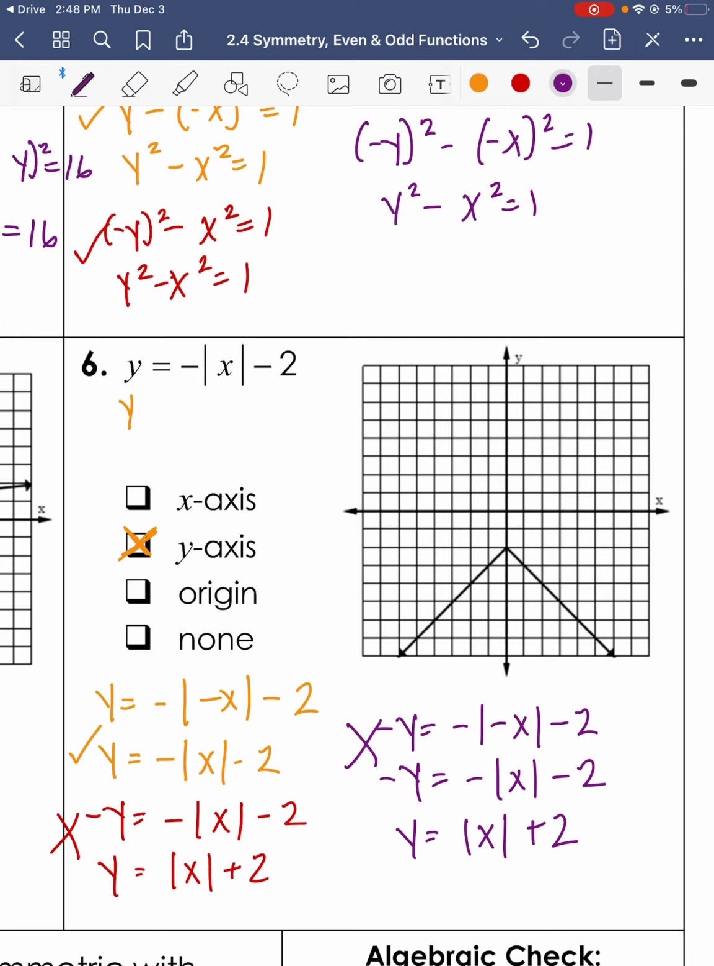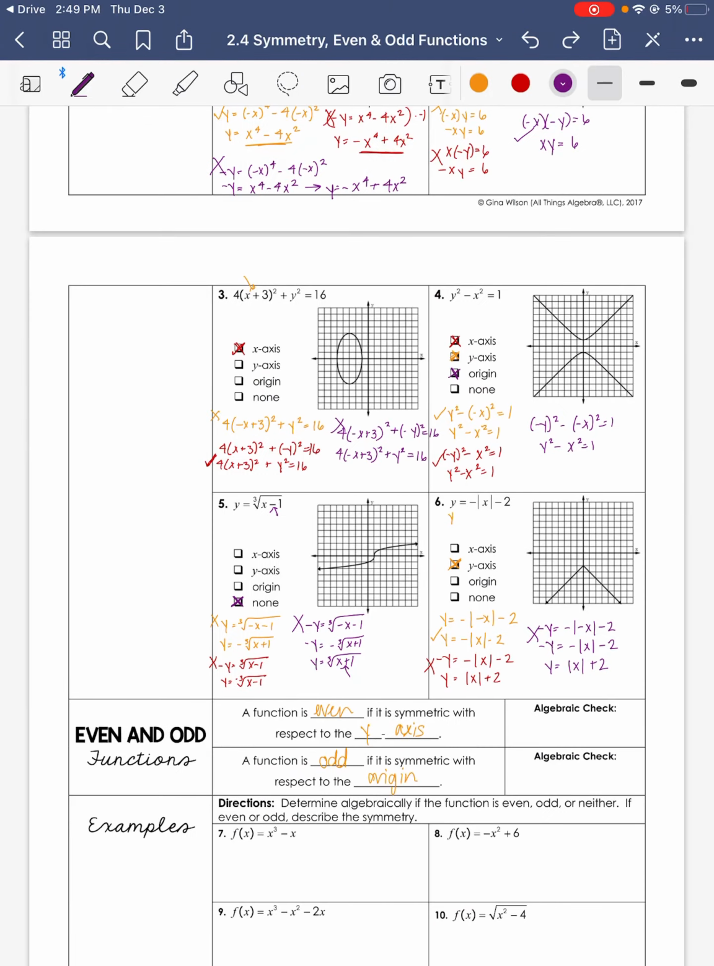And you can see here the only symmetry we have is about the x-axis. It's reflected across that. You can see that pretty clearly. And nothing with the y-axis. I don't know if I said y-axis. I meant y-axis. Nothing about the x-axis or the origin.